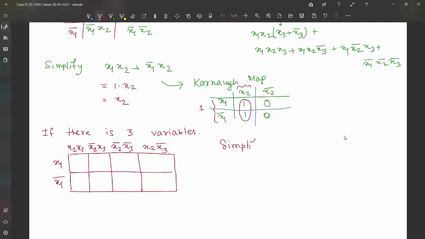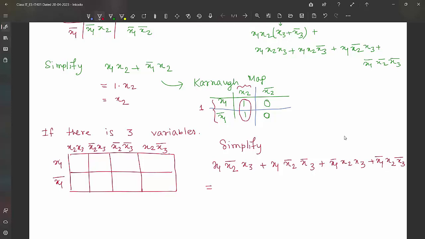Now simplify one Boolean expression, which is x1 x2 bar x3 plus x1 x2 bar x3 bar plus x1 bar x2 x3 plus x1 bar x2 x3 bar. So this is the Boolean expression. Simplifying it is a little bit difficult for some of the students. Obviously some intelligent students will do that by using Boolean algebra, but you all can simplify it by using the Karnaugh map.